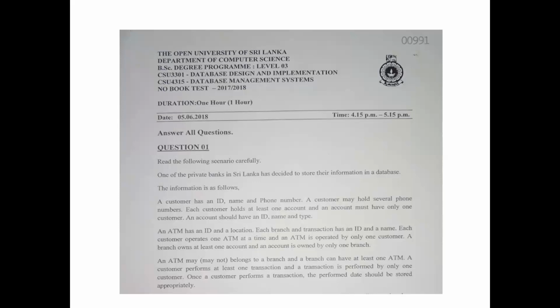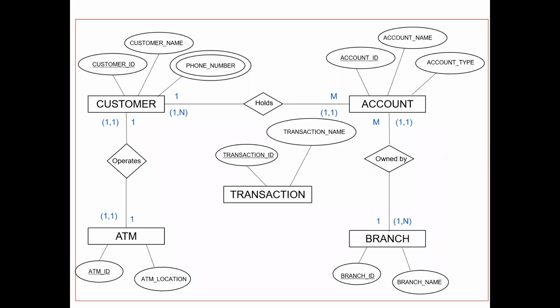A branch owns at least one account and an account is owned by only one branch. This is similar to the customer account relationship. Therefore, it is one-to-many relationship. Cardinality will also be similar, where an account is owned by minimum and maximum one branch at a time, and a branch must own minimum one, maximum up to any number of accounts. And the representation will be like this.